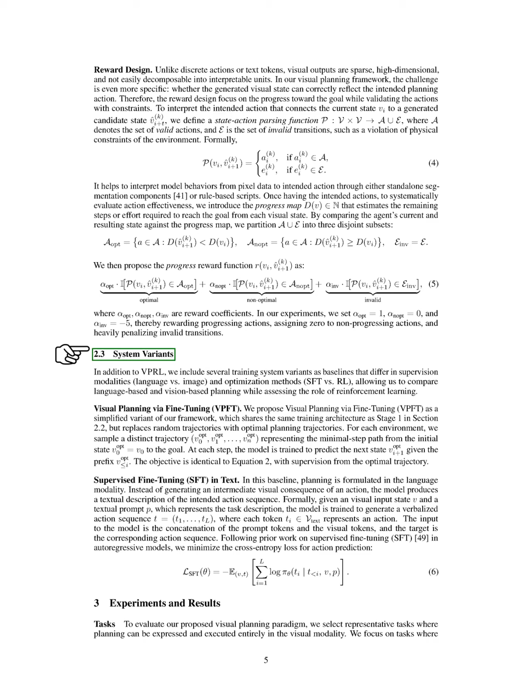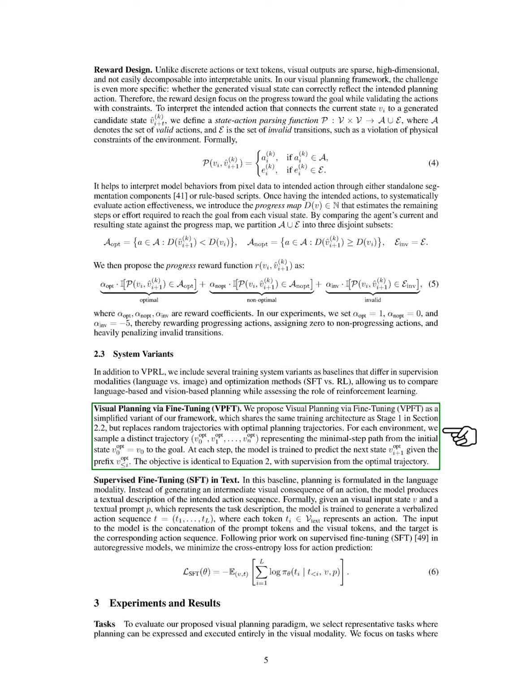Section: System Variants. In this section, we present various training system variants alongside VPRL as baselines, differing in supervision types, language versus image, and optimization methods, supervised fine-tuning versus reinforcement learning. This allows us to compare language-based and vision-based planning while evaluating the impact of reinforcement learning.